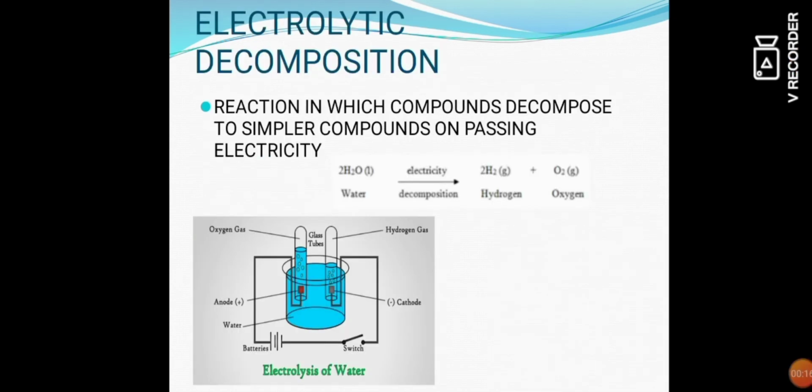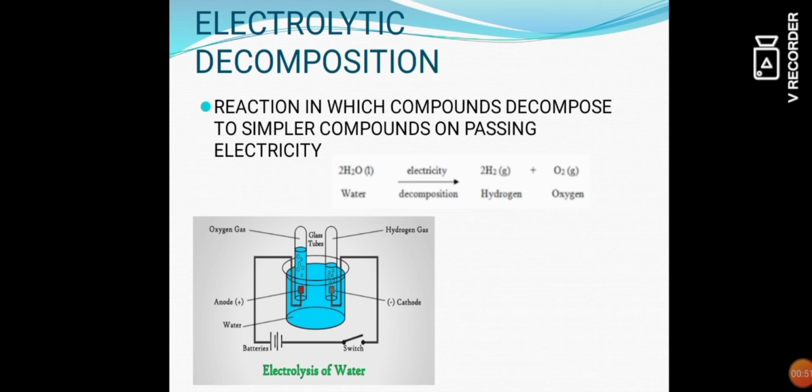The third type of decomposition reaction is electrolytic decomposition reaction. Electrolytic decomposition reaction means the reaction in which compounds decompose to simpler compounds on passing of electricity. That means here a compound is decomposed into other products only by the passage of electricity. We can discuss one example. One activity is given there in your textbook, that is page number 9, activity 1.7. That activity represents the electrolysis of water.